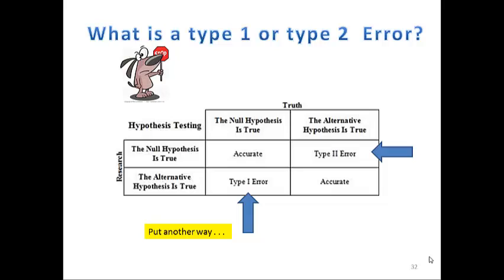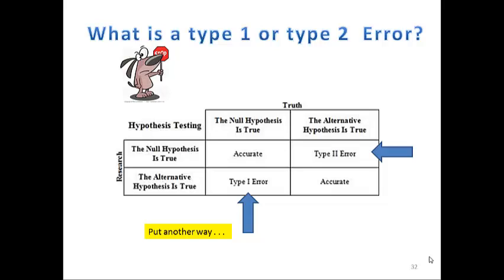Even then, there's still a chance of an error. We must set the amount of error that we're willing to accept. For some tests, we can accept as much as a 10% error. For some, it's 5%. For some, it's 1%. Even with a very tiny alpha priori of 1%, and even with significant results, we could still have a type 1 or a type 2 error.